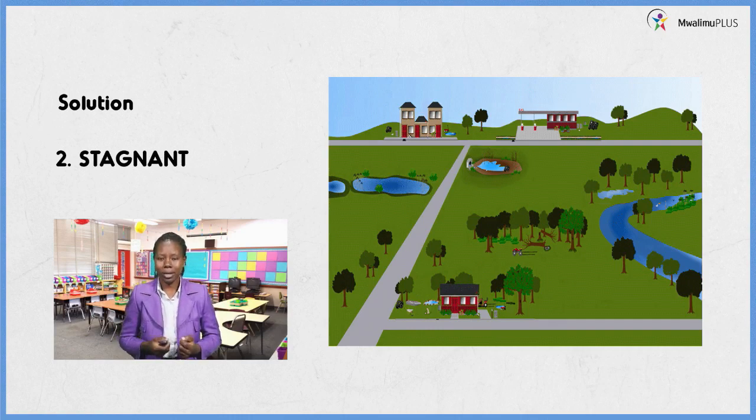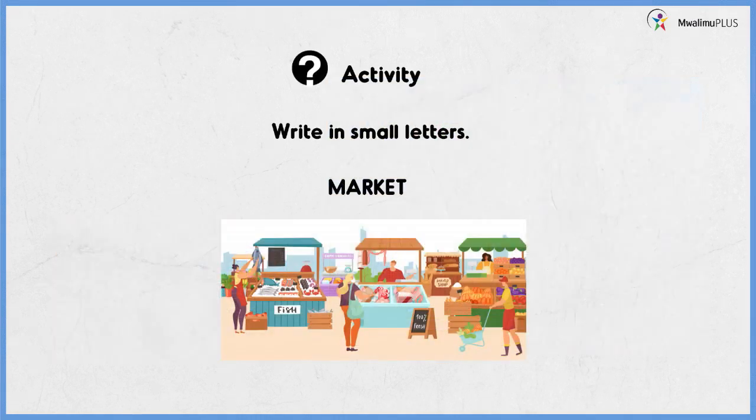Now, children, I want to give you some work to do as we finish our lesson. And we are going to look at it together when we meet next in our lesson. Here is the work to do. Write in small letters. What can you see there? A marketplace. Very good. So, as you can see, people are busy there shopping. So now, we want to write this word market, which is written in capital letters, into small letters. So, I hope you'll be able to remember how to write those letters into small letters.